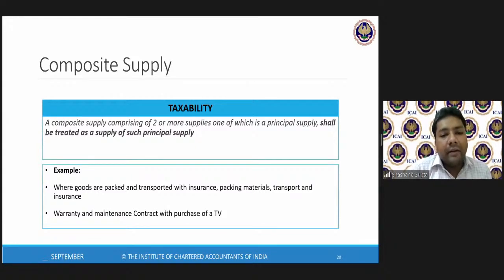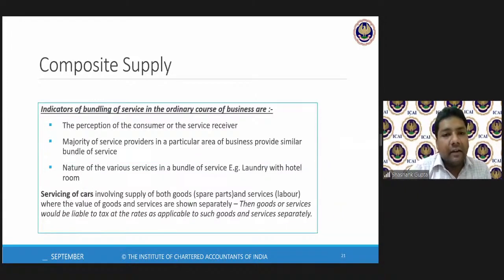And warranty and maintenance contract with the purchase of a TV, again, we've discussed at length.